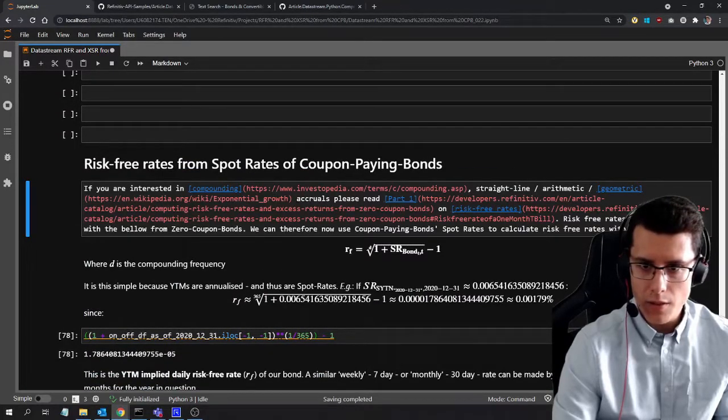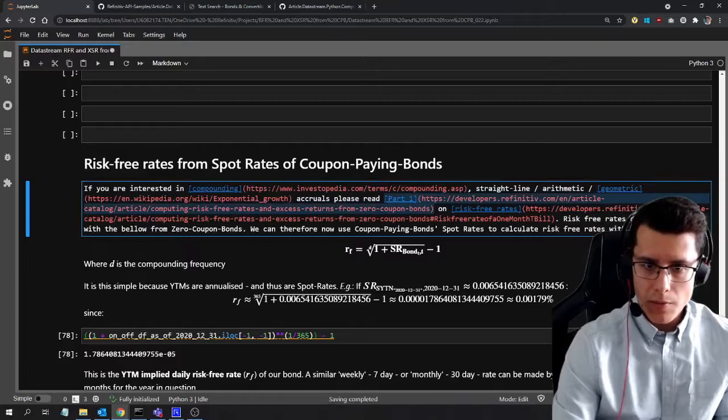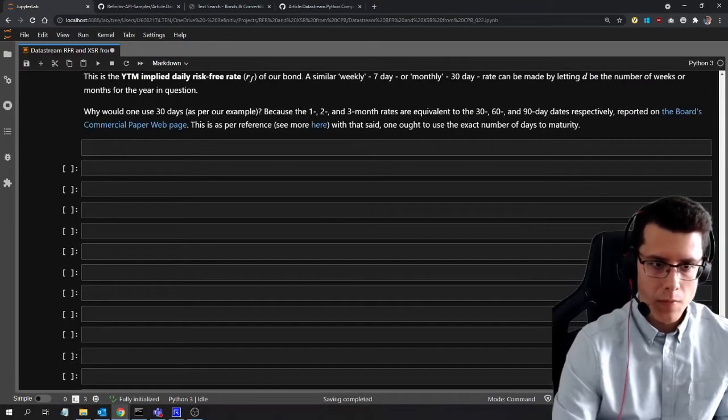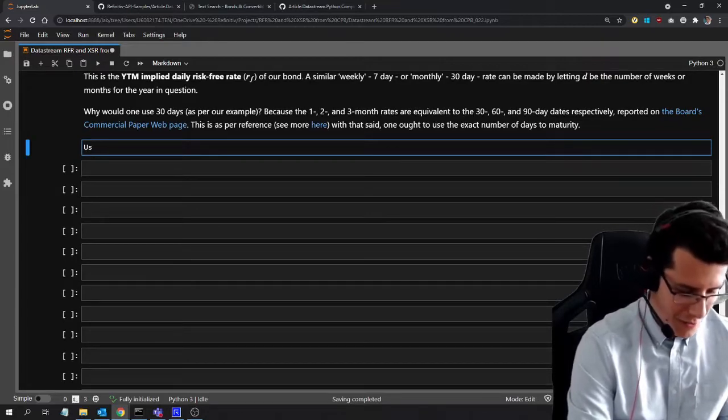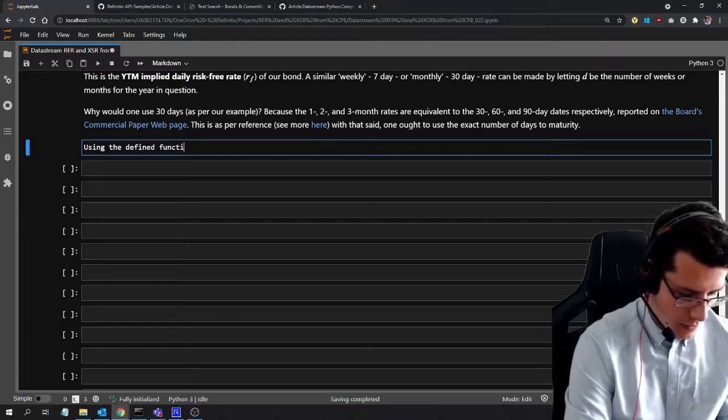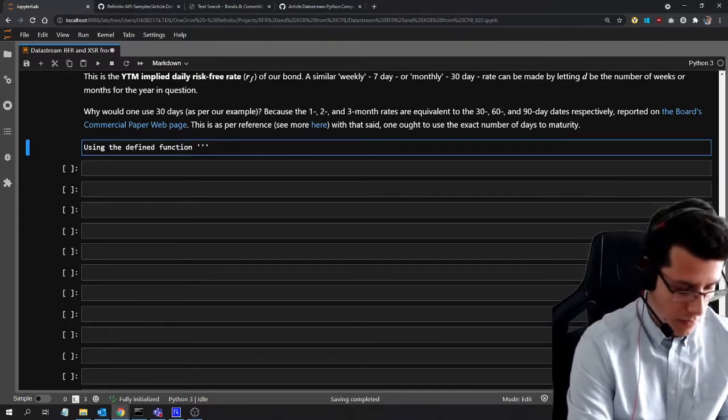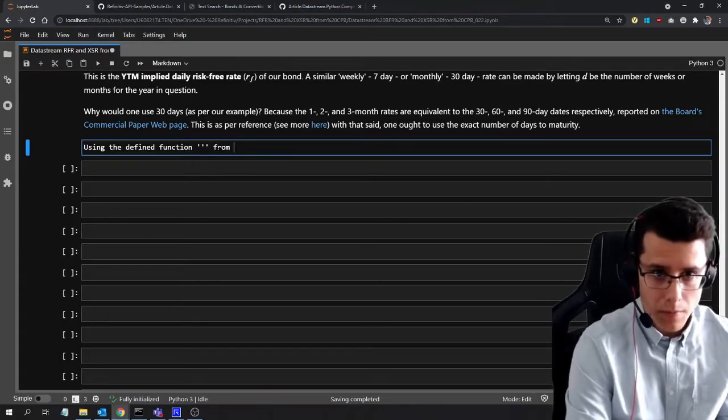Here we had our part one. There we go. Now we can say that using the defined function, and then I'm going to put the name of the function there. From part one. Part one.